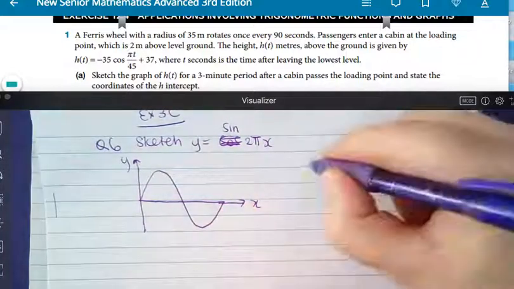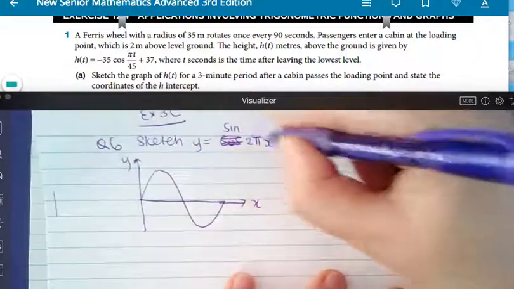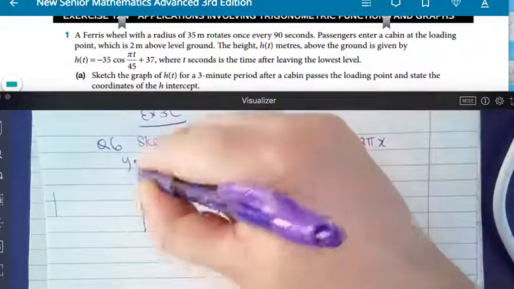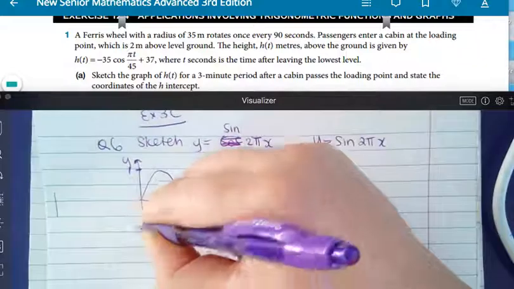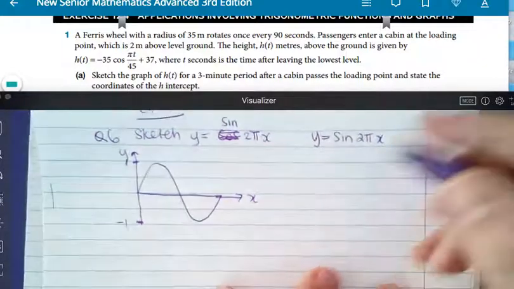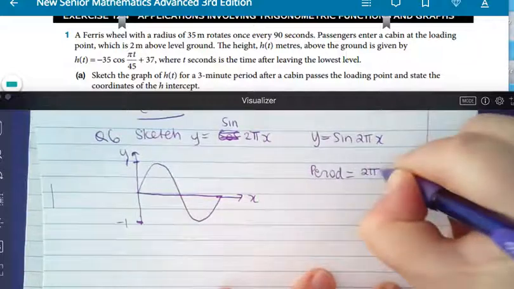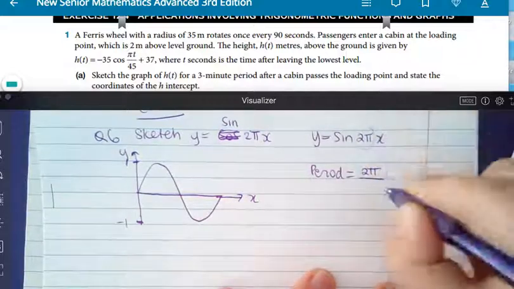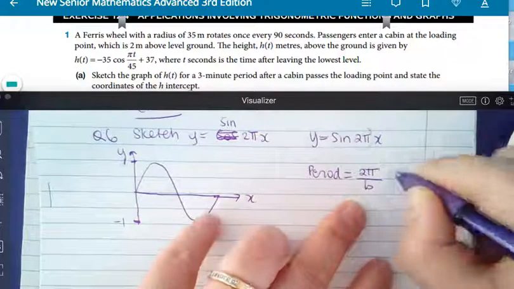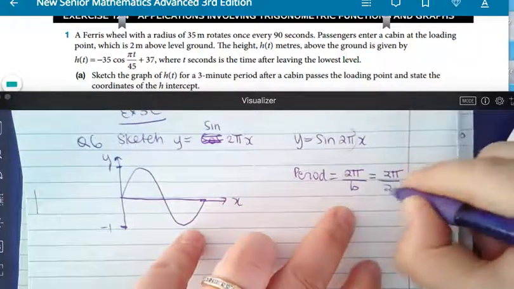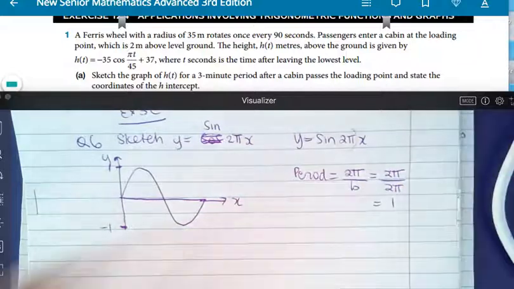Okay, now, its amplitude, so we're sketching y equals sine of 2 pi x. Its amplitude is 1, no problem. But its period is not what you think. Its period is 2 pi over the coefficient of the x. Now, so 2 pi over b or 2 pi over n, whatever you want to call it. So it's 2 pi over 2 pi, which is 1.